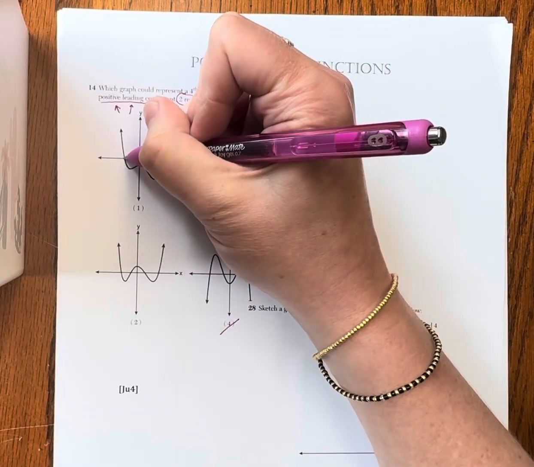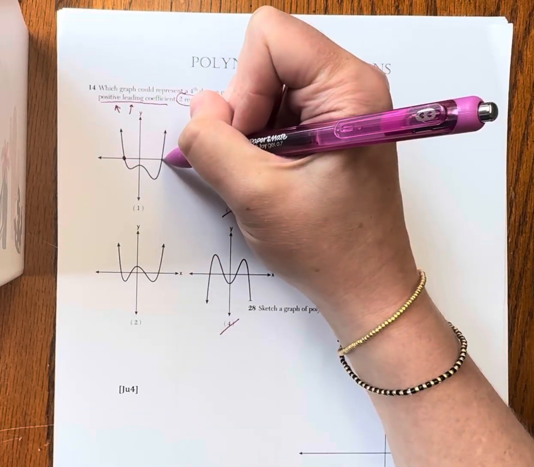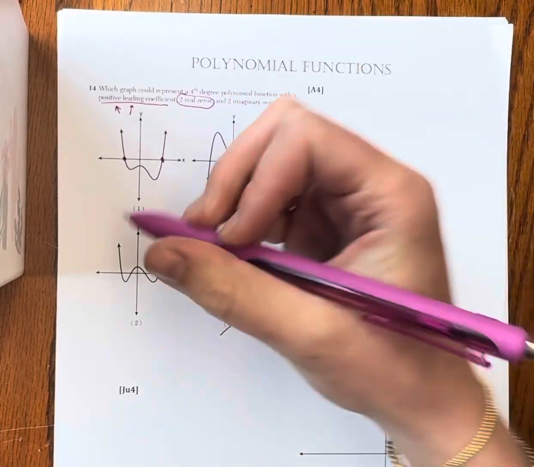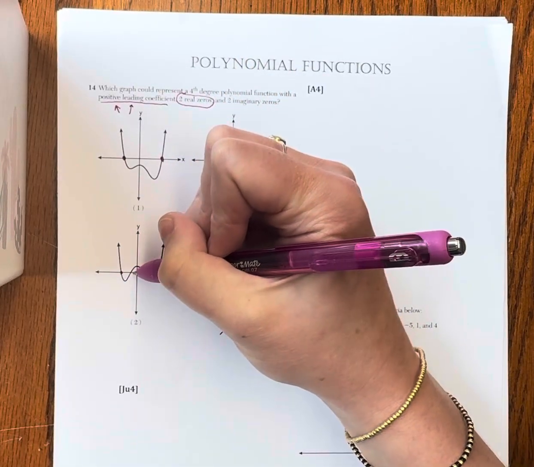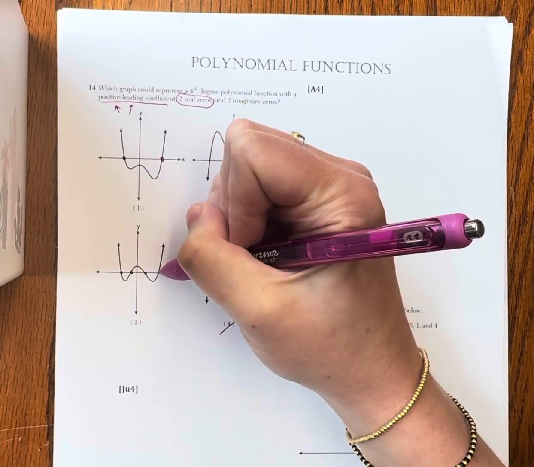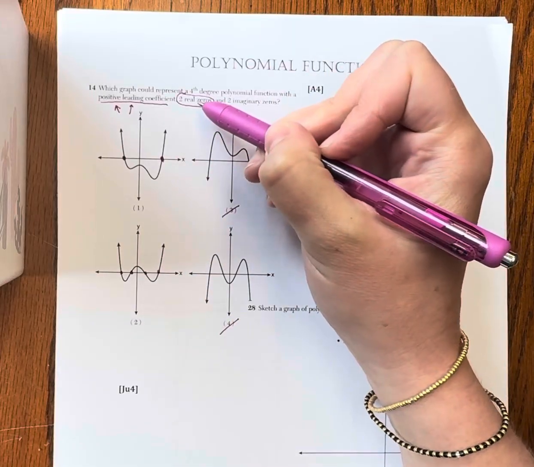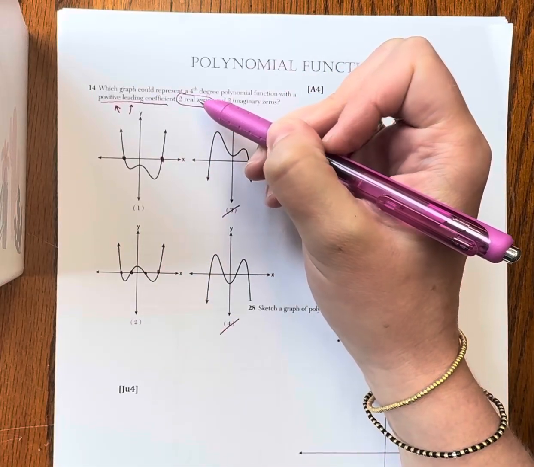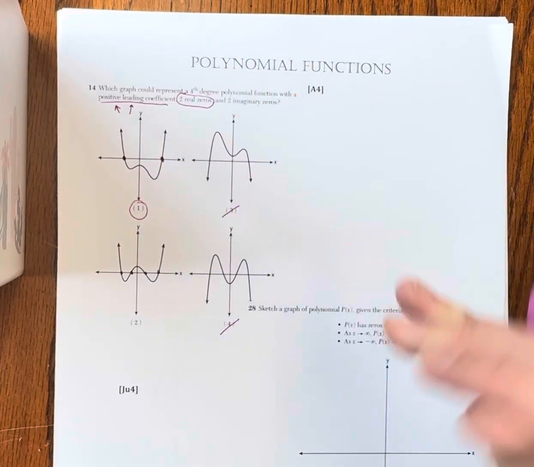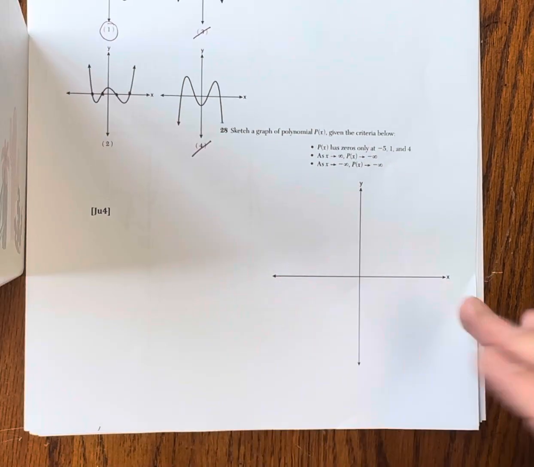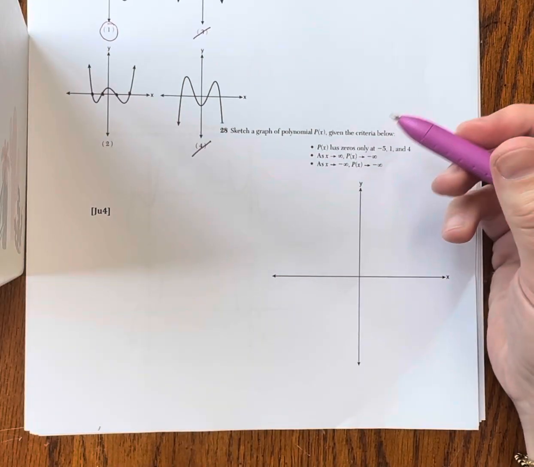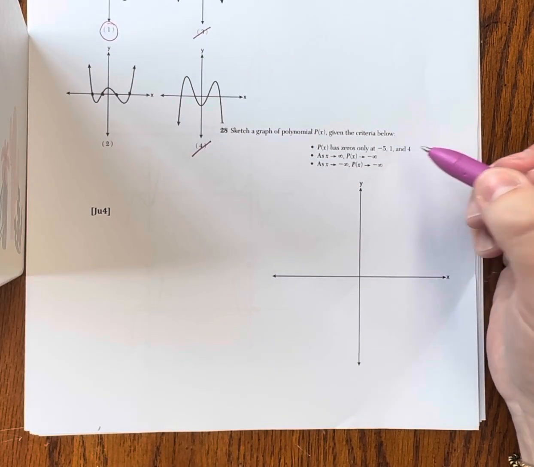So out of the 2 that are left, option 1 crosses the x-axis 2 times, whereas option 2 crosses the x-axis 4 times. I can only have it cross the x-axis twice since there's 2 real zeros, so number 1 is the answer. The next one says, sketch a graph of a polynomial function given the criteria below.